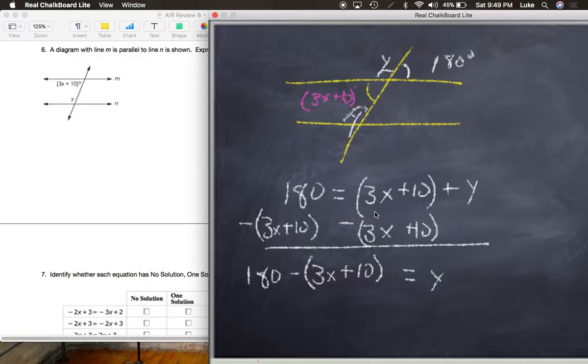Pretty simple, but you need to know a few of the rules of geometry where this angle equals that angle, and this angle equals that angle, and these two together equal 180 degrees. So a little bit circuitous, but I hope that helped.